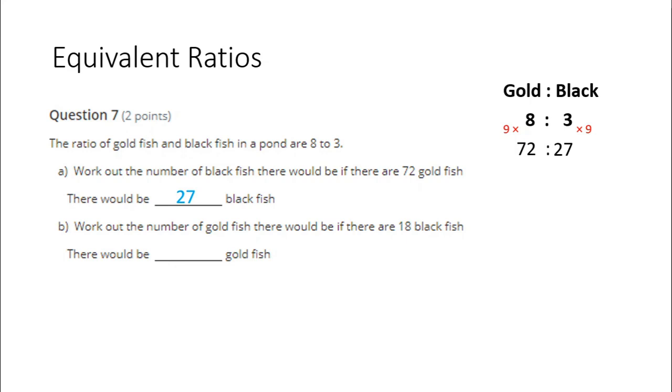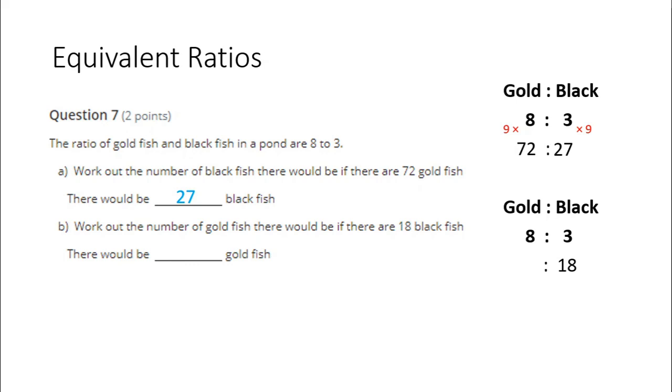Now, work out the number of goldfish there would be if there were 18 blackfish. So again, I'm going to write the original ratio, just in case I made a mistake before. So the original ratio was gold to black is 8 to 3. And we're told now that there are 18 blackfish. So I put the 18 on the black side. And now I have to think, what did I multiply 3 by to get 18?